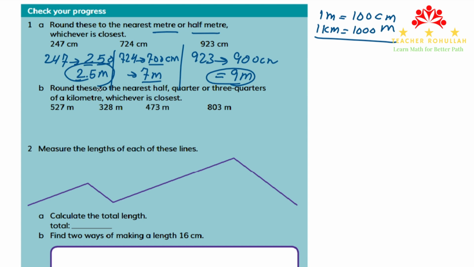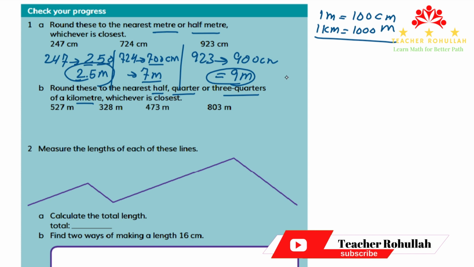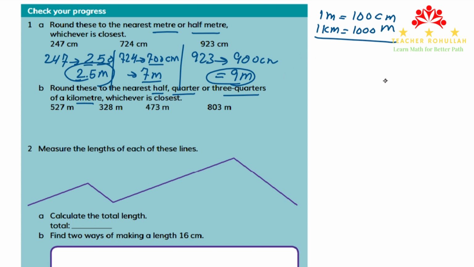Part B of this question says, round these to the nearest half, quarter, and 3/4 of kilometer, whichever is closest. I explained in the previous video also, let me explain here. If this length is 1 kilometer, half of it will be 1/2 kilometer. If we cut the kilometer into 4 equal parts, each part will be 1/4 kilometer. So this one will be 2/4 kilometer. And here 3/4 kilometer. Quarter means 1/4, and half means 1/2 kilometer.